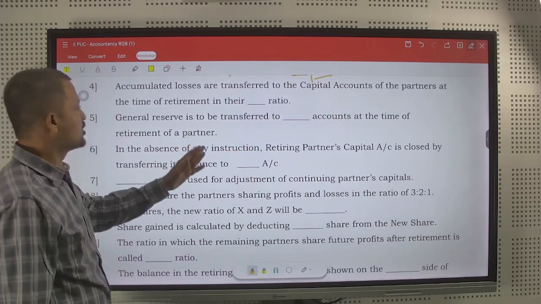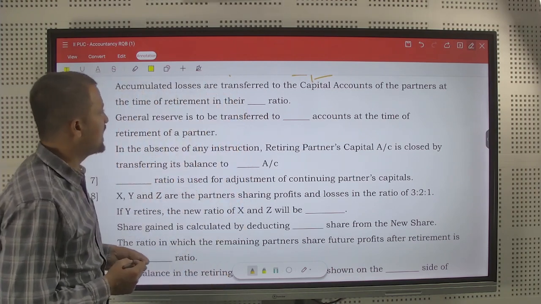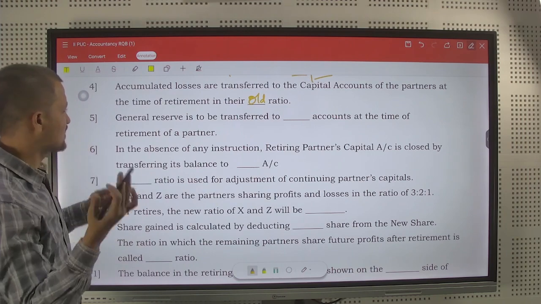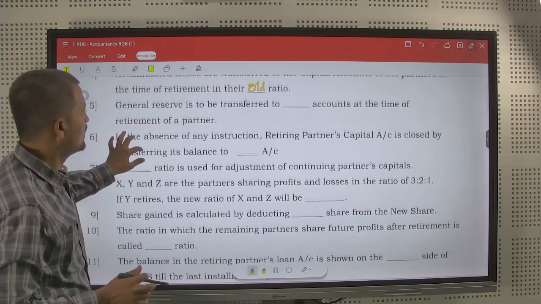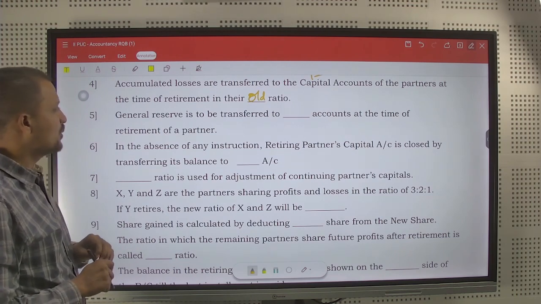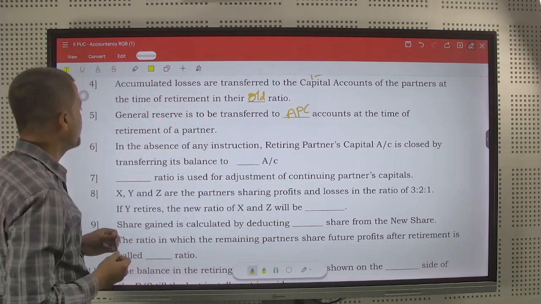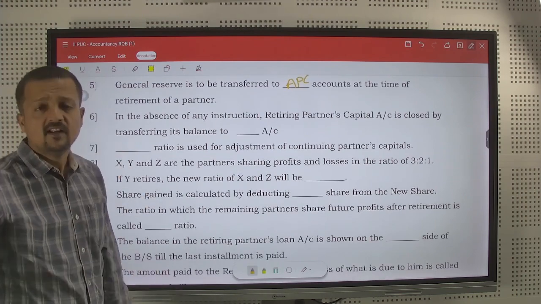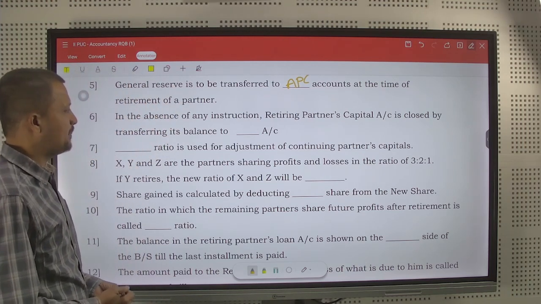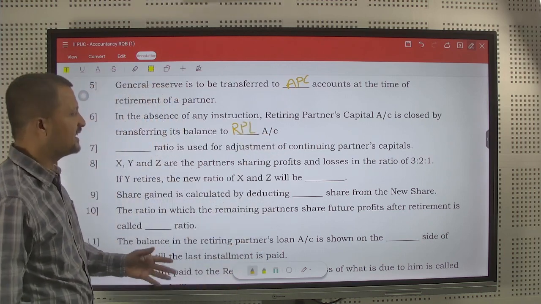Next, accumulated losses are transferred to the capital accounts of the partners at the time of retirement in their old ratio only, because accumulated losses are the ones which were before that event, so old ratio only. General reserve is to be transferred to all partners' capital accounts at the time of retirement, because all were part before retirement, and after retirement one person will go. In the absence of any instruction, the retiring partner's capital account is closed by transferring the balance to the retiring partner's loan, if you don't say anything.